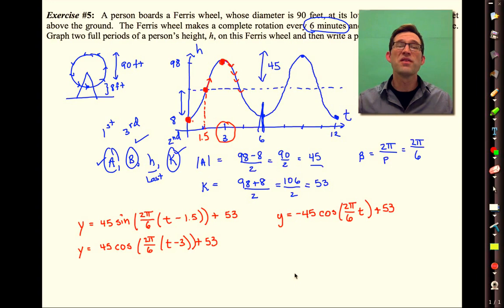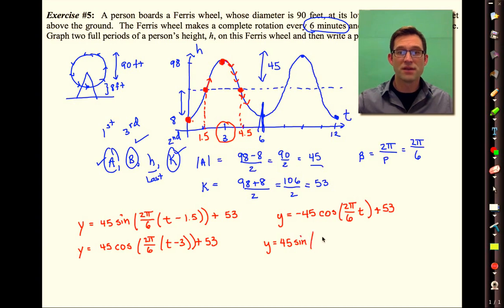The last one would be the negative sine. Negative sine starts at its midline and then decreases out of it. So what I would need to know in that case is what this is. That's at 4.5. So we would get y equals 45 times the sine. Oops, I'm sorry, this is the negative sine. So it's negative 45 times sine of 2 pi divided by 6 times t minus 4.5 plus 53.